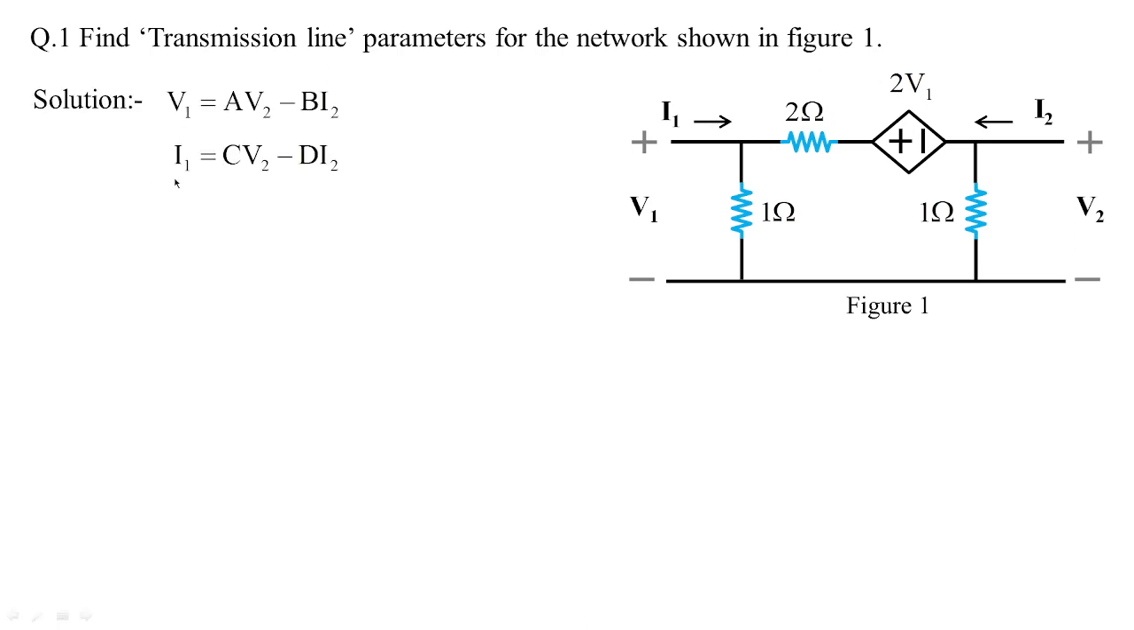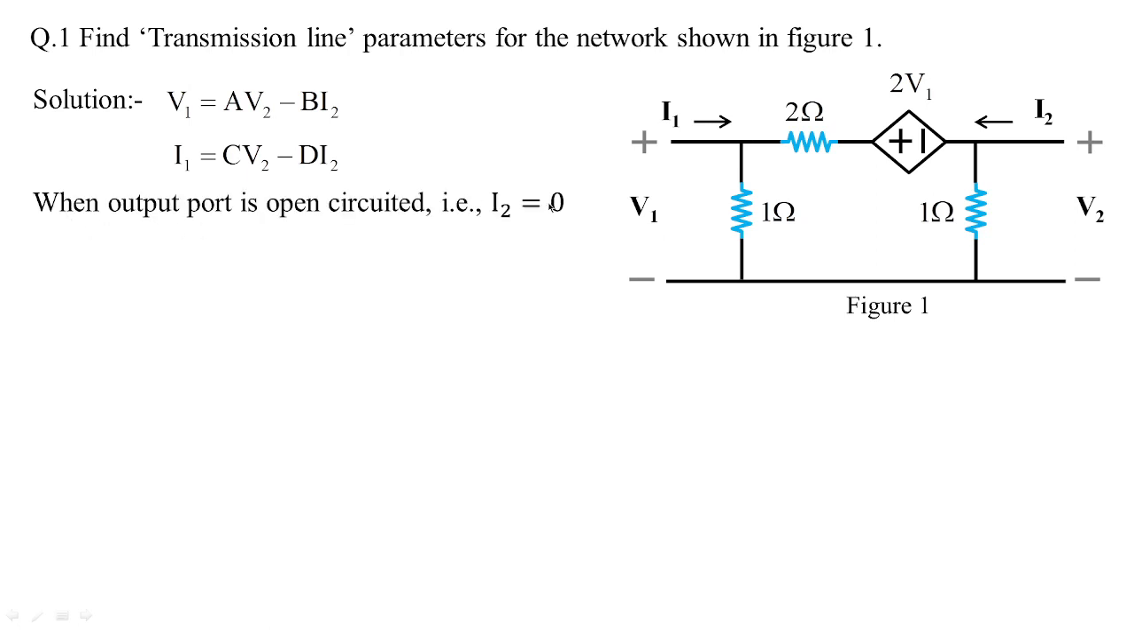From the standard equations of transmission parameters, V1 and I1, that is input voltage and input current, in terms of output voltage and output current, are framed as ABCD parameters like this. We'll employ the actual approach, that is we have to open circuit the output port and later on short circuit the output port.